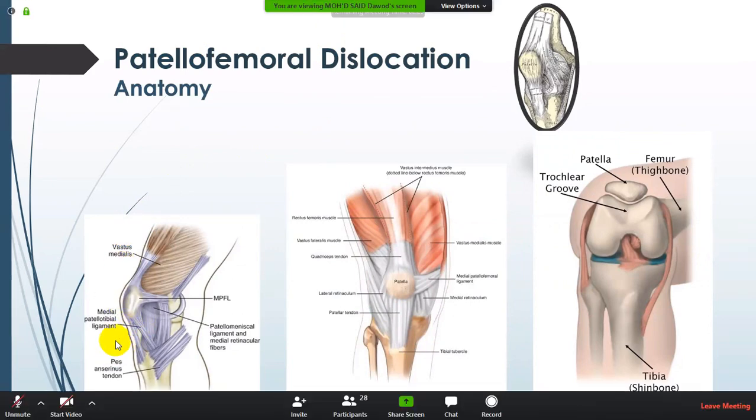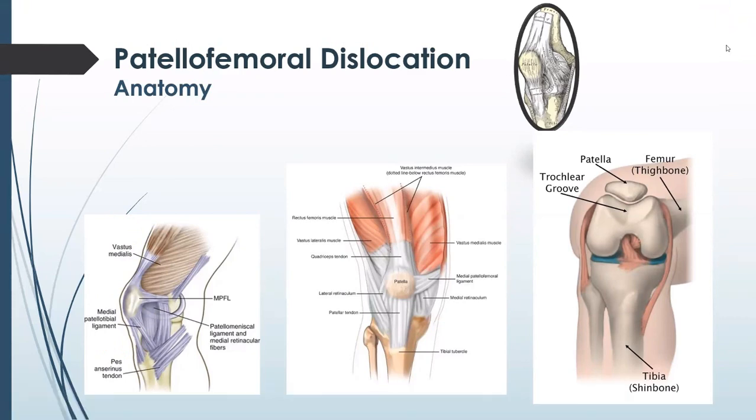Let's do another disorder, dislocation maybe. As we said before, the patella is the largest sesamoid bone. It articulates with the distal end of the femur, with the trochlea of the femur. We have two facets for the patella. We have the lateral facet, the larger, and we have the medial facet.